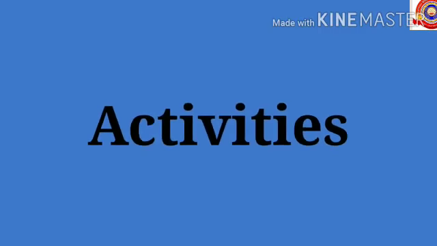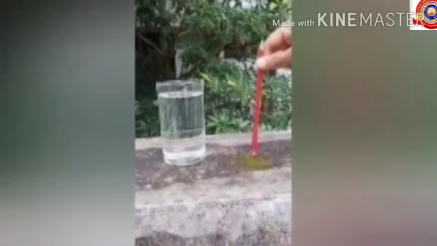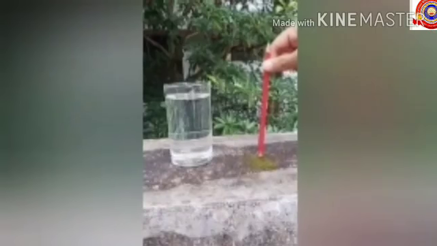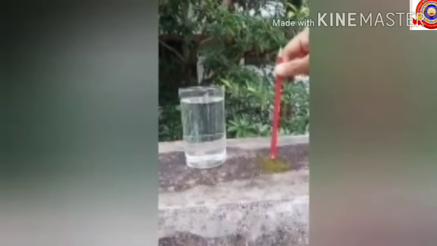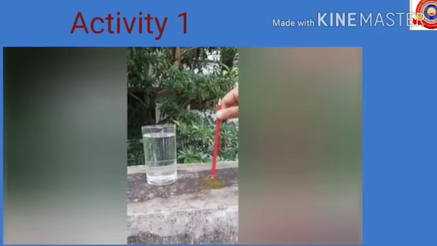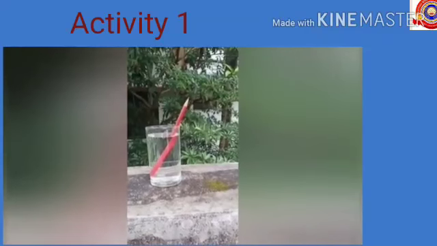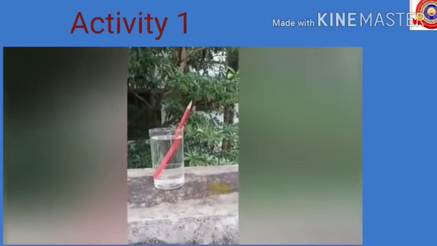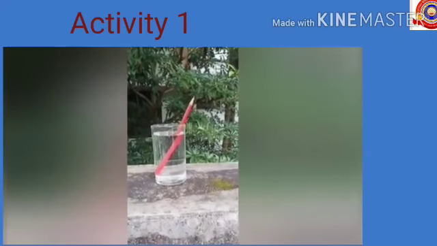Next we are going to see some activities related with refraction. Here you can see two activities related with refraction. First one, bending of pencil. For this activity you need a glass filled with water and a pencil. Place the pencil in an inclined position in the glass filled with water. What can you see? Yes, the pencil bends. It is due to refraction that the pencil appears bent.